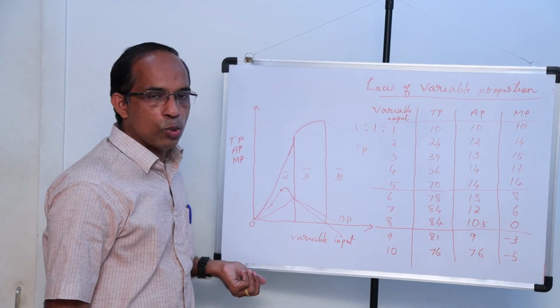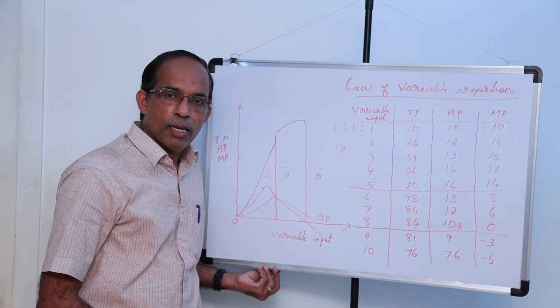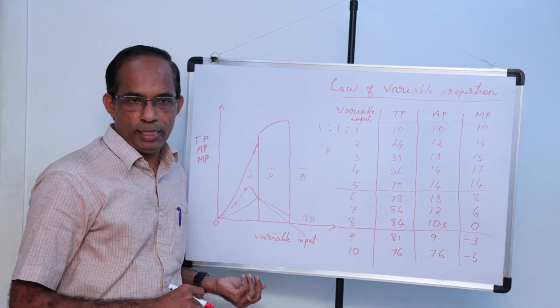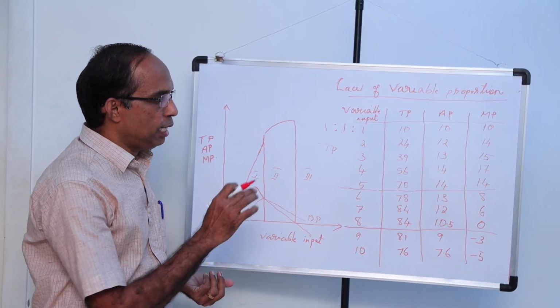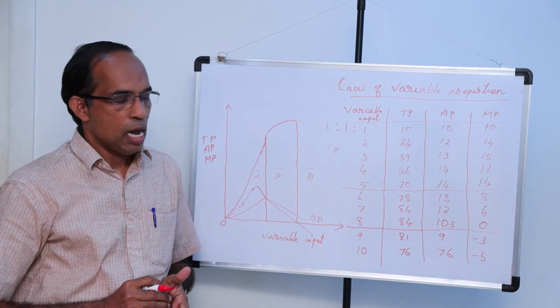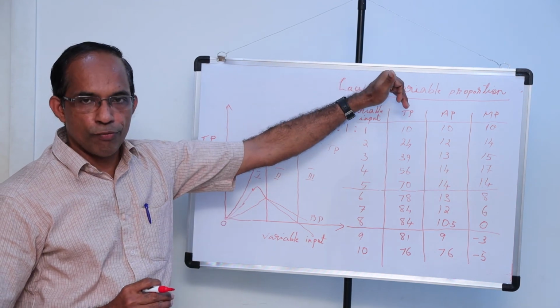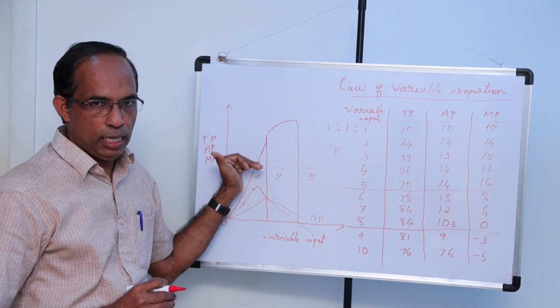Then what are the topics that we studied today? First we studied what the law of variable proportion is, and then we studied the three stages of the law of variable proportion, and then we studied how to represent the law of variable proportion graphically.